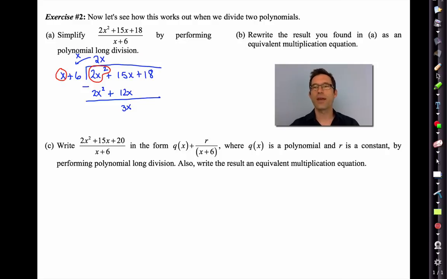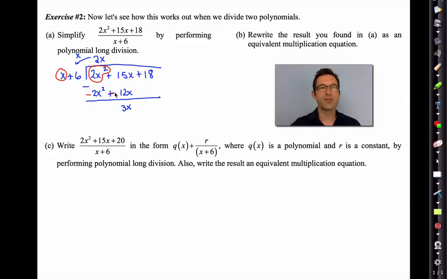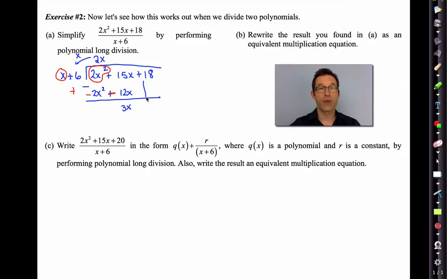Now, for some people, that can be very tricky. So if that's a problem for you, what I would do is just change the signs and add. And then you add. Okay? I'm going to go back to blue. Then I drop this down, plus 18.